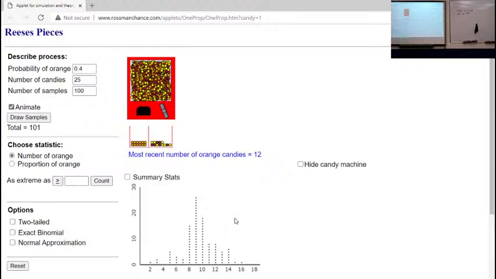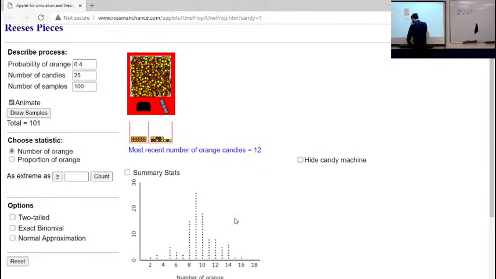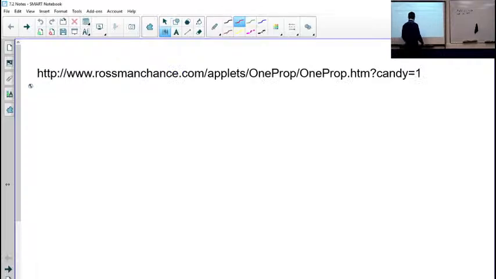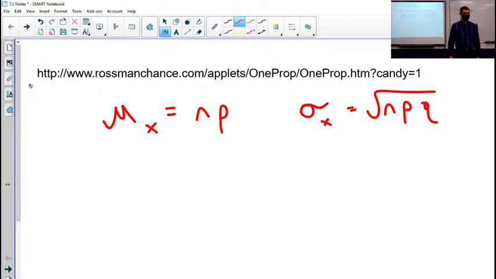Now, if you remember, in a binomial distribution, we're going to use all these formulas. The mean was n times p, and the standard deviation was the square root of n times p times 1 minus p. That was our distribution. That means standard deviation.